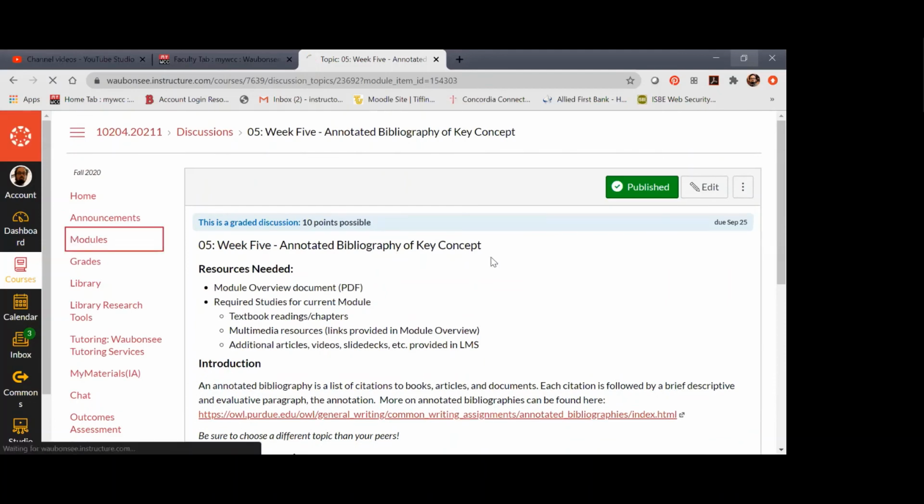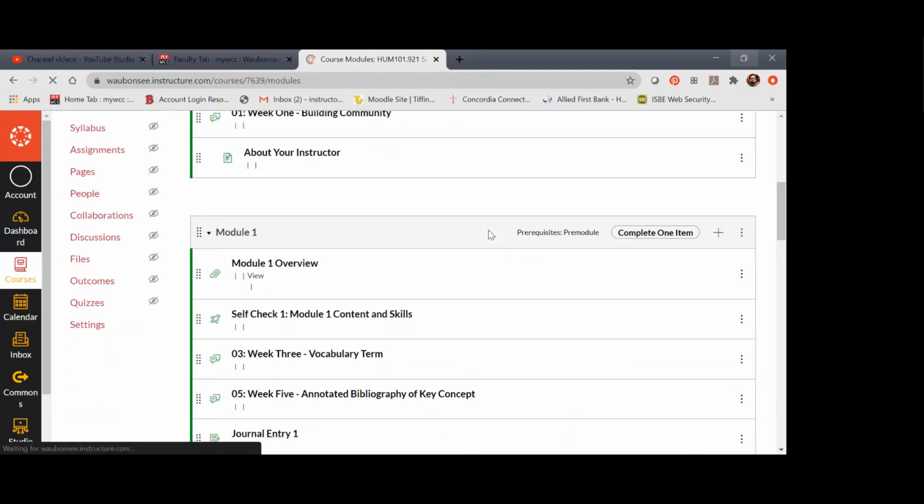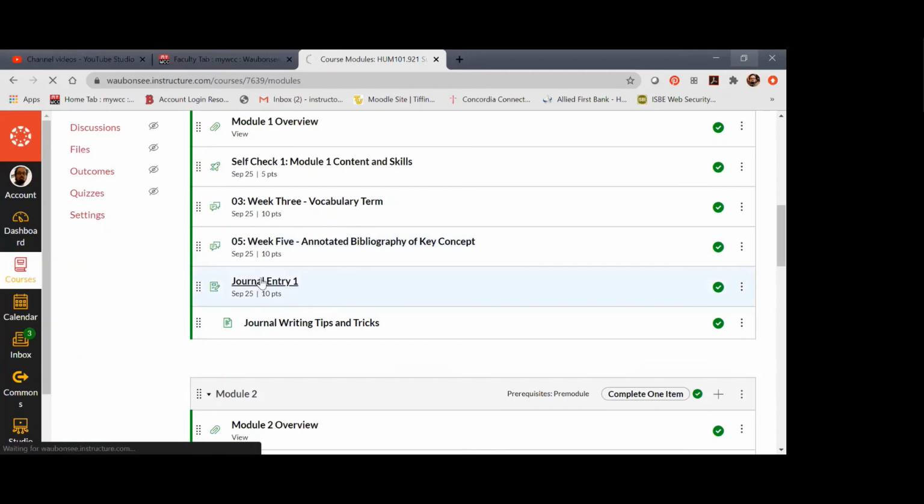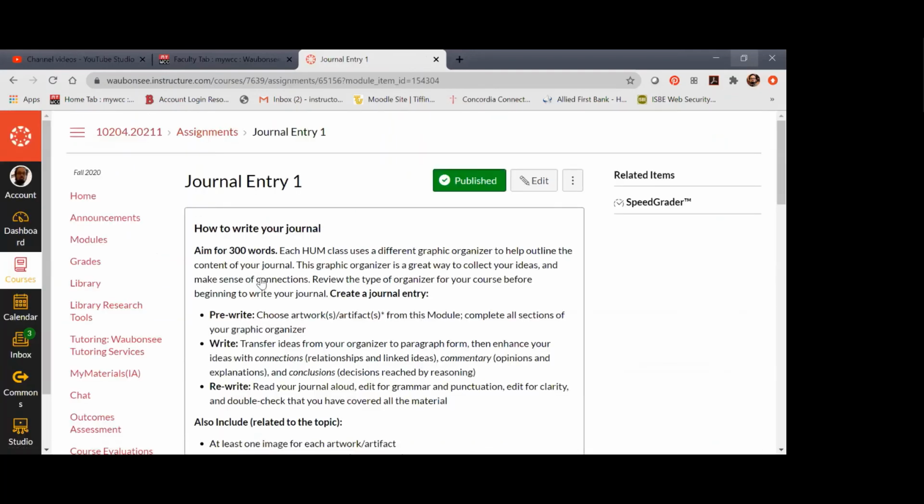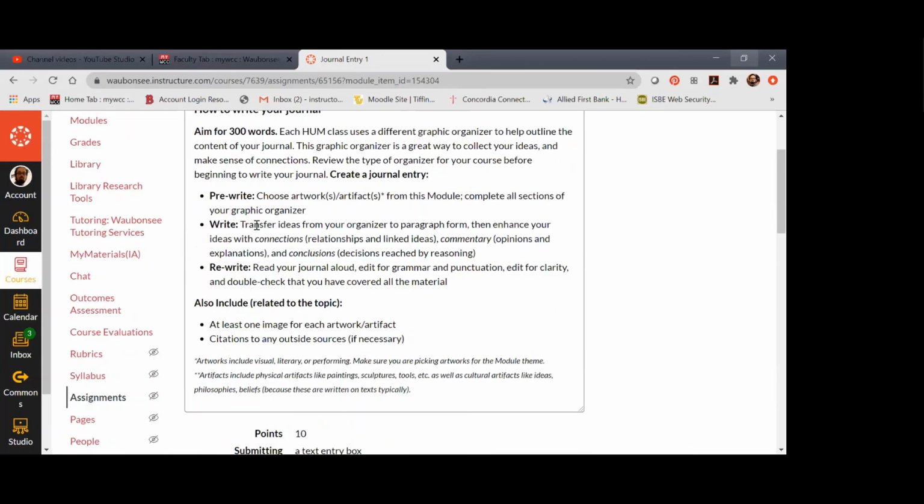And the last thing you're going to do in the module is the journal. Now, like I said when I was going over the pre-module document, you're going to look at the graphic organizer that's at the bottom there, and it explains to you how you can outline your analysis for an artwork, an object, an artifact out of our text. You're going to pre-write, write, and then rewrite following these steps.